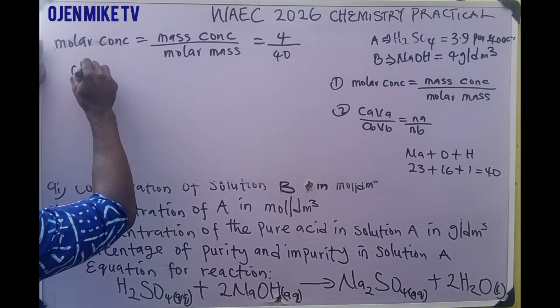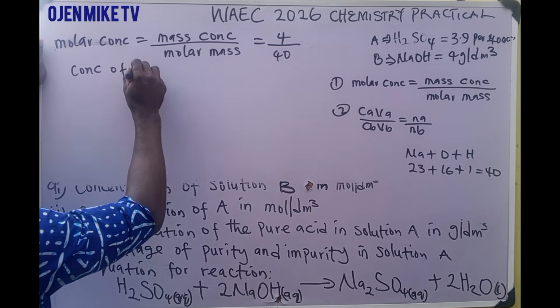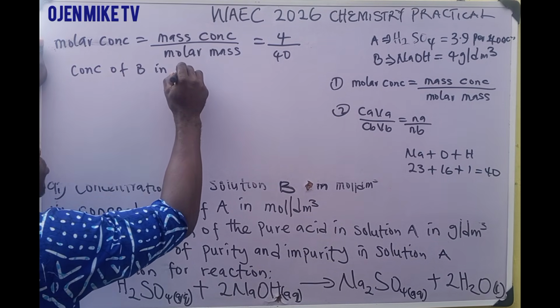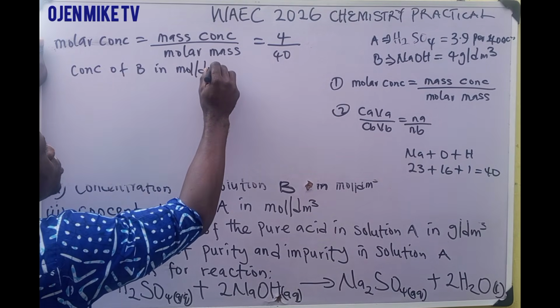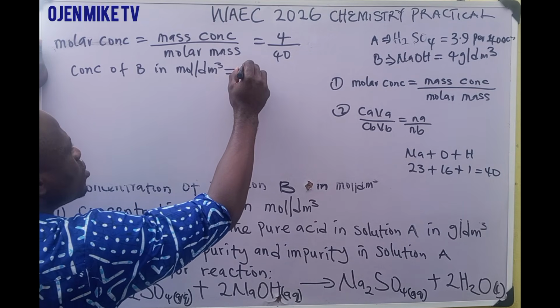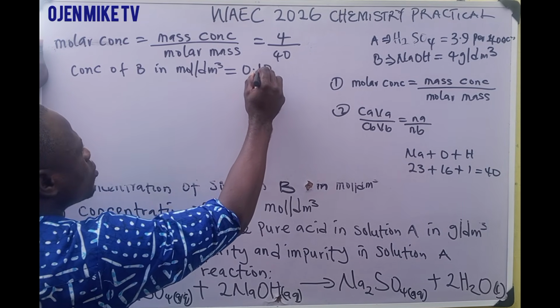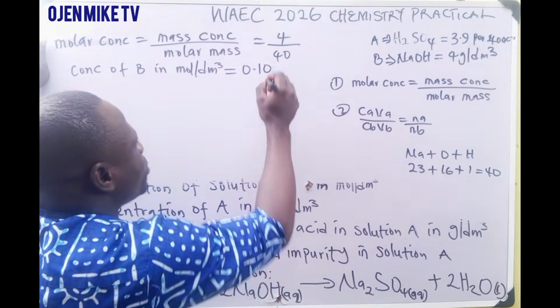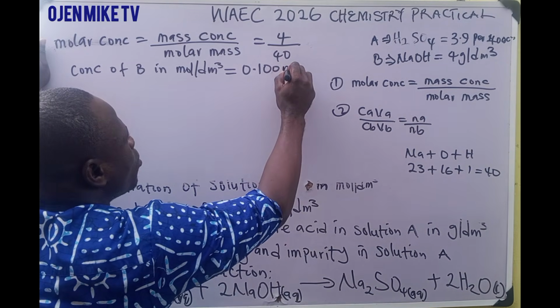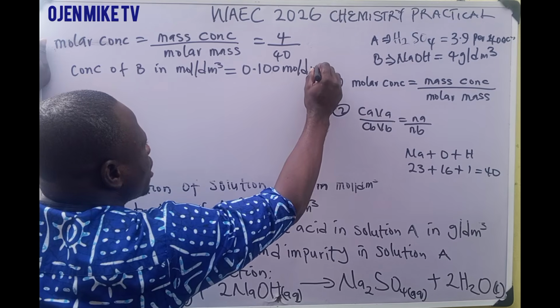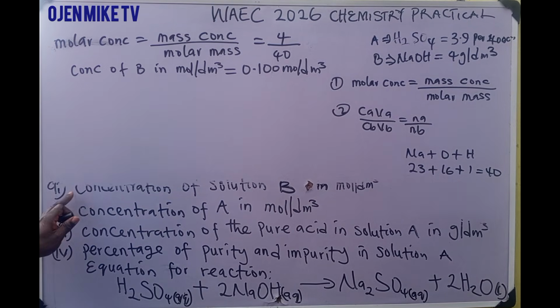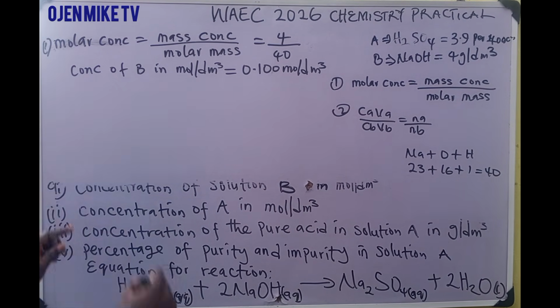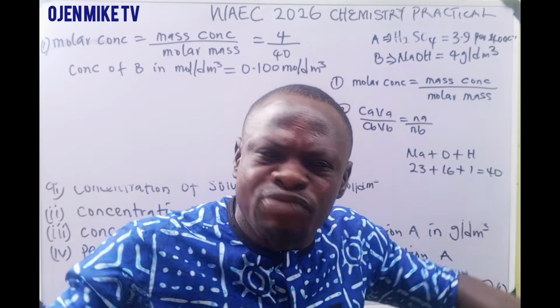The concentration of B in moles per dm cubed is equal to 0.10 moles. Let's leave it in 3 decimal places: 0.100 moles per dm cubed. This is our first question, this is I. Are you following? It is very, very simple.